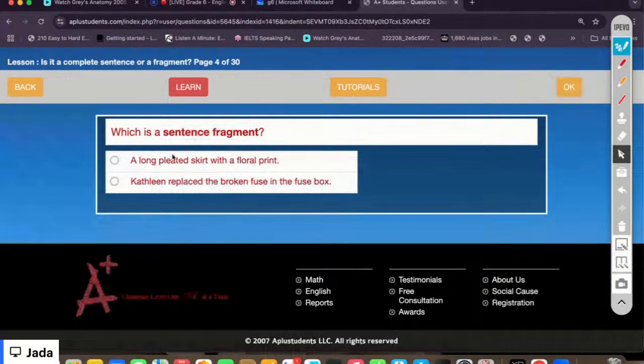We have, which is a sentence fragment here. A long pleated skirt with a floral print. Kathleen replaced the broken fuse in the fuse box. Which is the sentence fragment here?